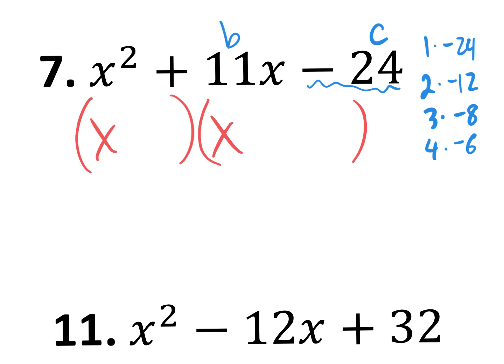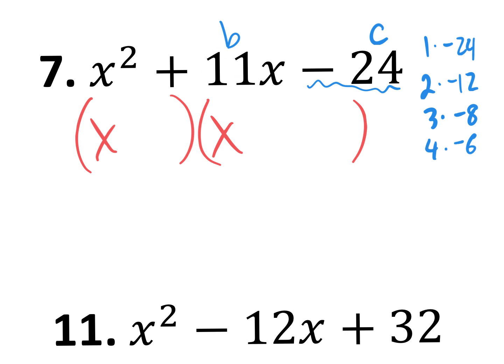So the question is, which of these combined give me 11? If I add negative 24 plus 1, that'll be negative 23. That's not it. If I add negative 12 plus 2, that'll give me negative 10. That's not it. If I add negative 8 plus 3, that'll be negative 5. Not it. If I add negative 6 plus 4, that's negative 2. That's not it.